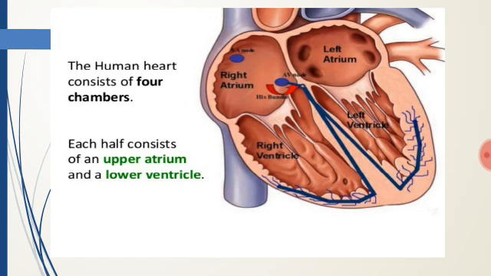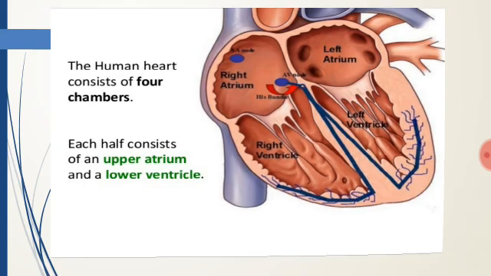Now look at this image. The upper 2 chambers are called the left atrium and right atrium, and on the lower side are the right ventricle and left ventricle. So in total, 4 chambers. These atria are called receiving chambers as they receive blood from the veins. Ventricles can be referred to as distributing chambers as they pump blood into the arteries.